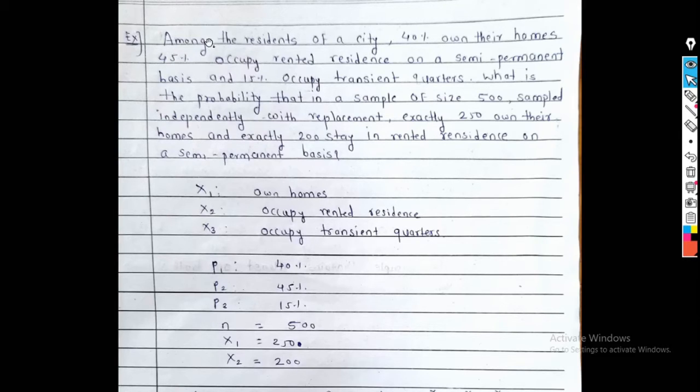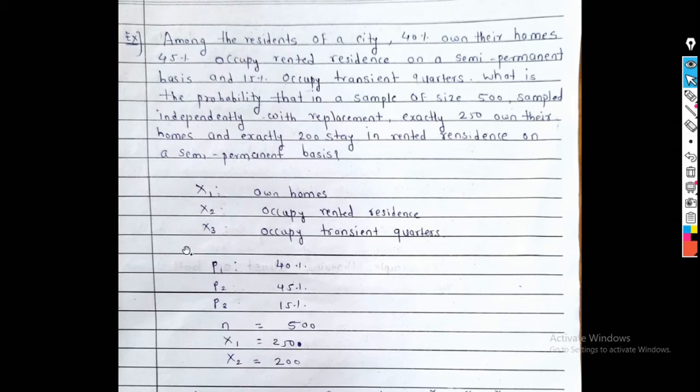So the first example: among the residents of a city, 40% own their homes, 45% occupy rented residence on a semi-permanent basis, and 15% occupy transient quarters. What is the probability that in a sample of size 500, sampled independently with replacement, exactly 250 own their homes and exactly 200 stay in rented residence on a semi-permanent basis?